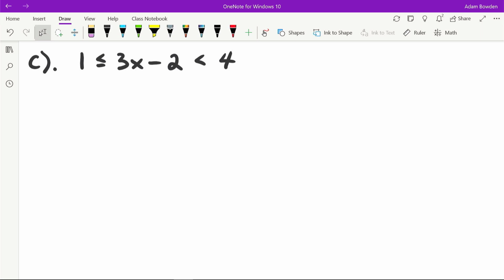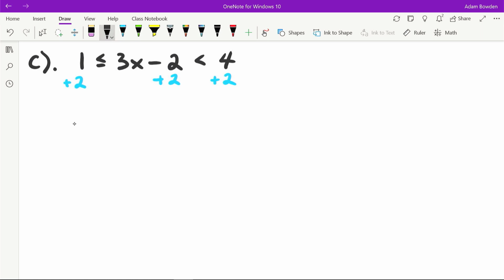This one's a slightly different setup because it actually has two inequality symbols. It looks like 1 less than or equal to 3x minus 2 less than 4. The way we're going to solve this still works similar to the way we would solve an equation, get x by itself. I'm going to start to get x by itself by adding the 2. Because of the -2, I want to add it to get rid of it. But now I need to add it both on the left and the right side of the inequality.